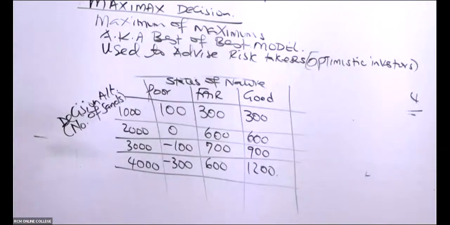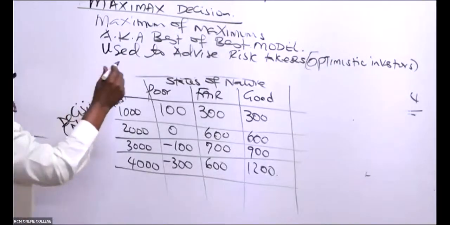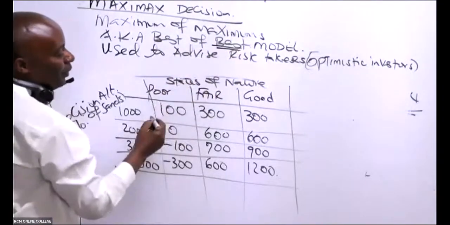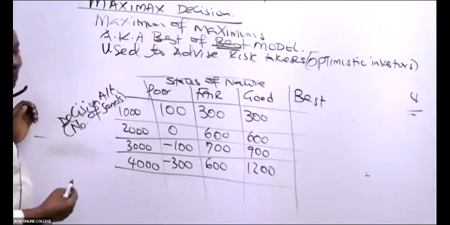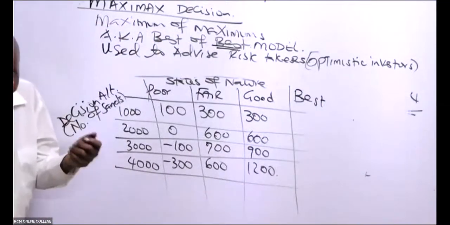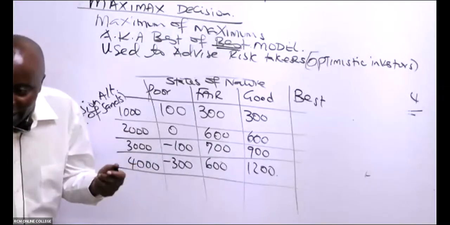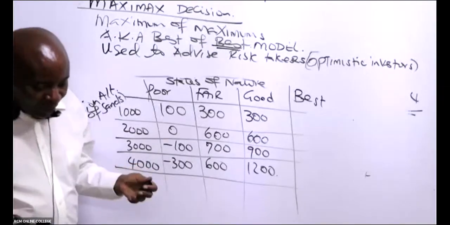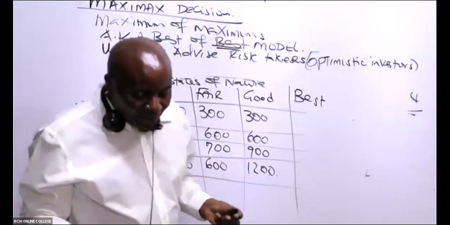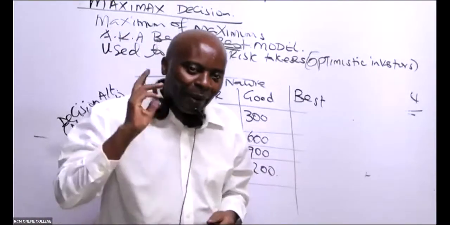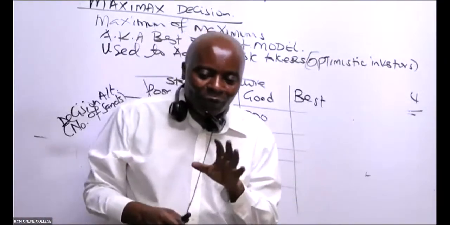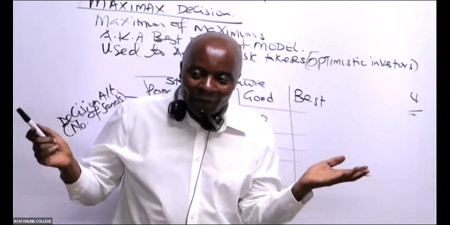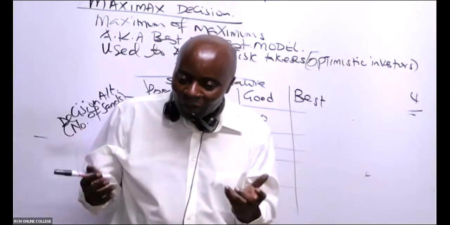All right. So whenever you are told to use maxi, always start with this part. You create a column here and call it what? Best. Because this is somebody who is expecting the best in life. Should they do advanced management accounting, there are two possibilities: we pass or we fail. But an optimistic person waits for a pass. That's like a prayer. What you wait for is what will come, isn't it?